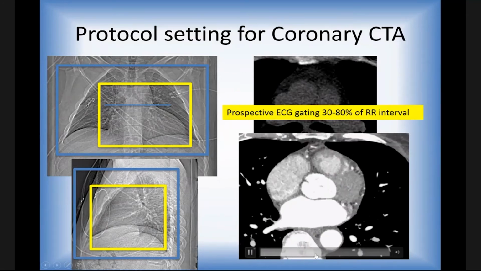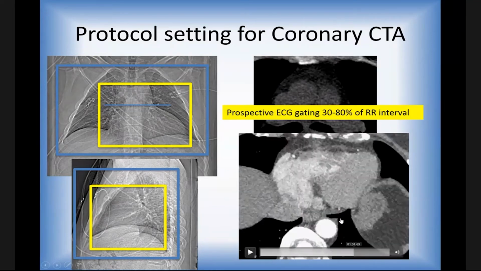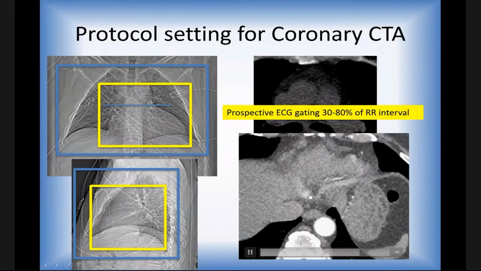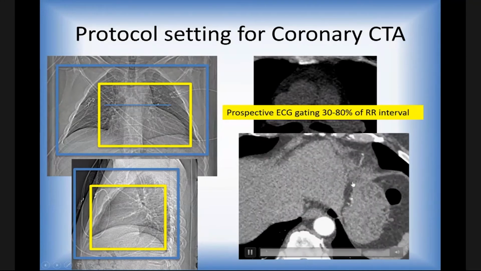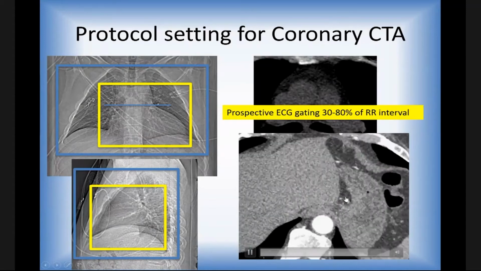So make sure that you get every part of the heart. Don't miss the lung base. Once, when I was a fellow, I missed the distal RCA. So since then, I go a little bit lower to cover everything, especially the RCA. You may miss that.